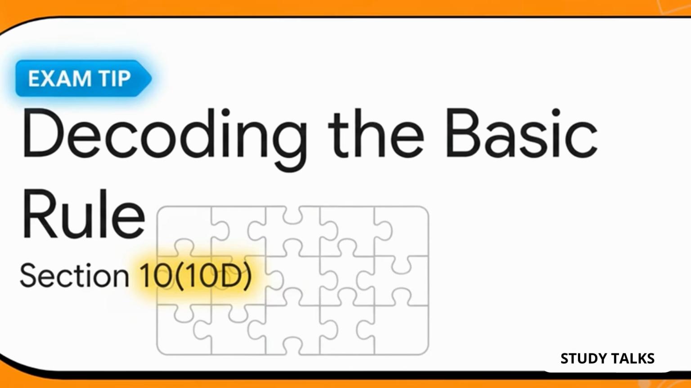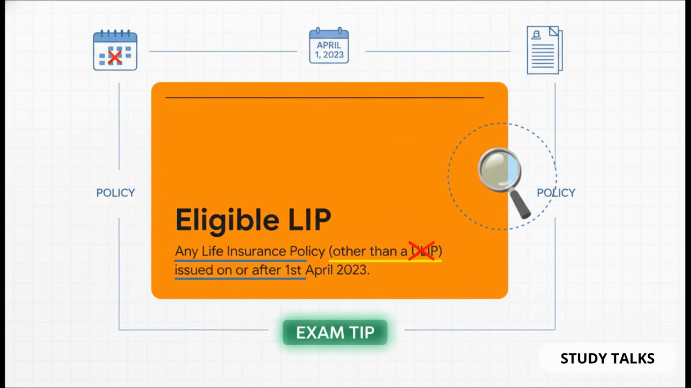Let's break down the rule that's going to solve this entire puzzle, the new and improved Section 10(10D). So, first things first, what are we even talking about? The law has a name for these new policies, eligible LIPs, and the definition is super simple but absolutely critical. It's any life insurance policy, just not a ULIP, that was issued on or after that magic date, April 1st, 2023. That date is the starting point for everything we're about to discuss.